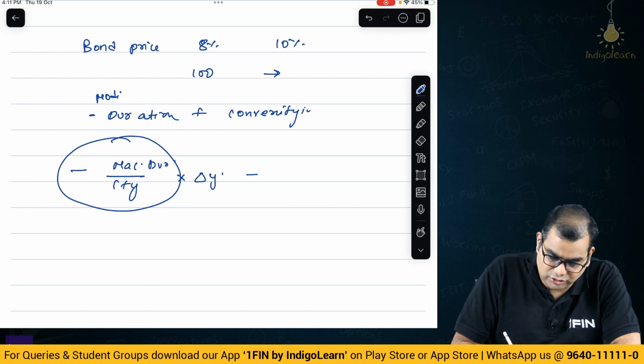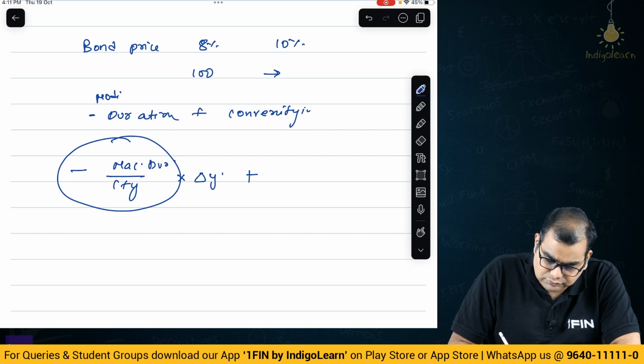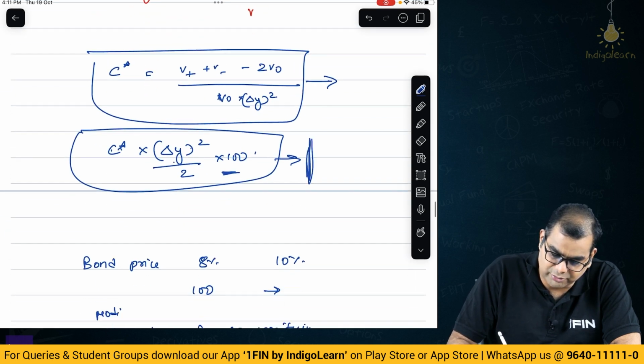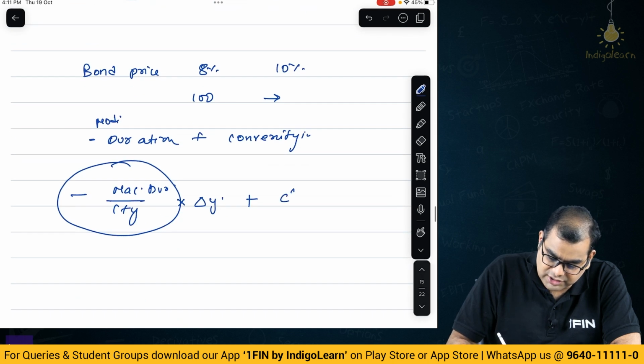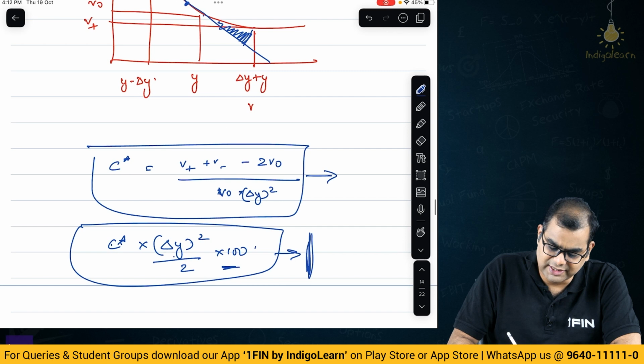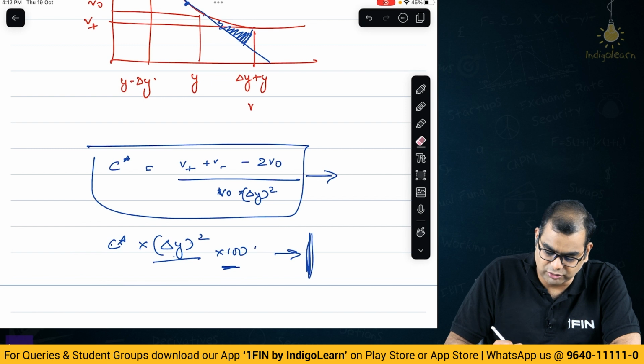Then you also have to add, and here please note it is add, the value that we have computed here, which is C star into 1 by 2 into delta y whole square into 100. Okay. Now, in some cases they do the division by 2 here, in which case they remove it here. In some cases, what I did, you do the division by 2 here only.